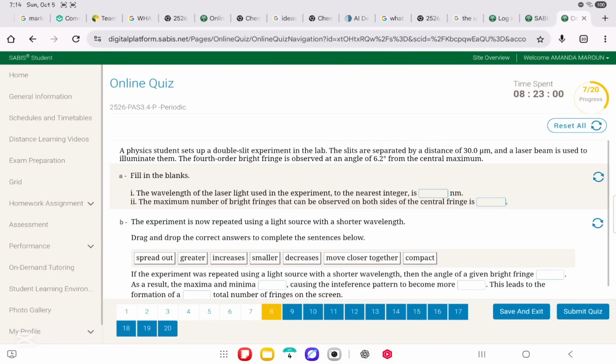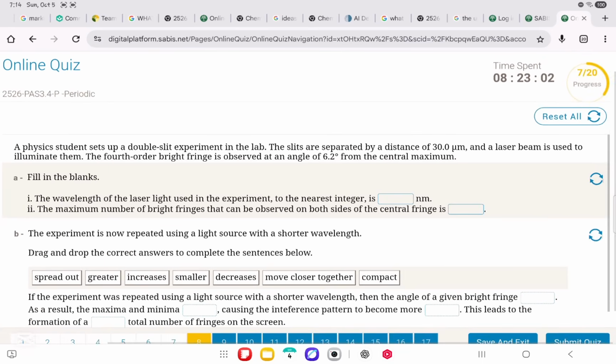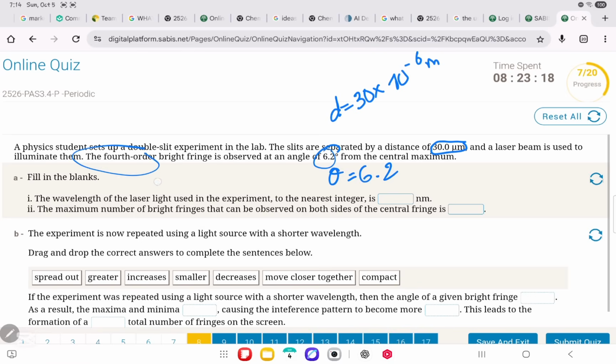It says, a physics student sets up a double slit experiment in the lab. The slits are separated by this distance, always change it to meter, so 30 times 10 to the power of minus 6 meter. We also have theta is 6.2 and m is the fourth order, that means m is equal to 4, not 1, 4. So what do they want us to find in the first part? They want the wavelength, lambda, of the laser used.